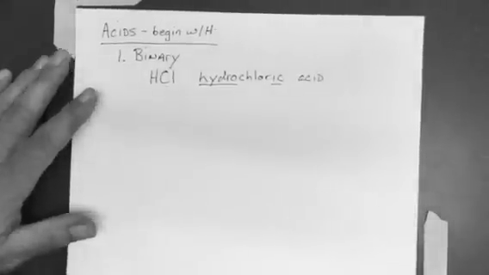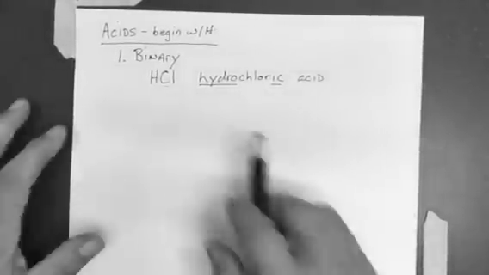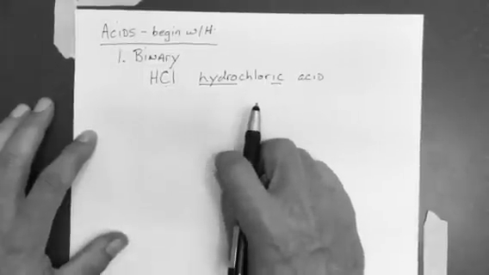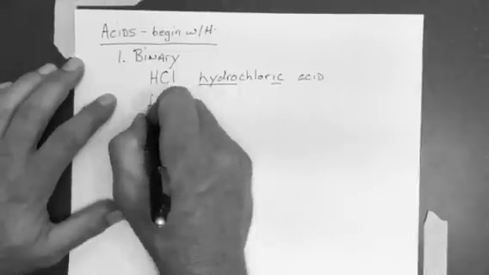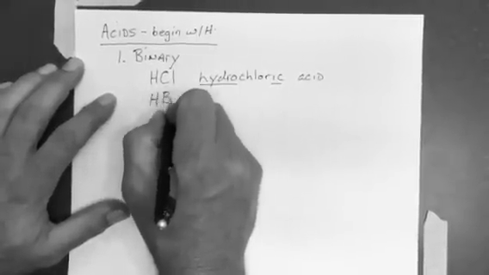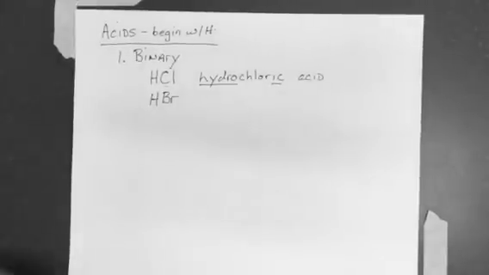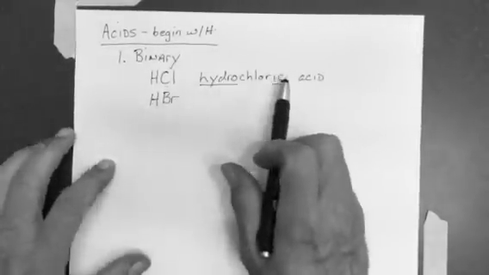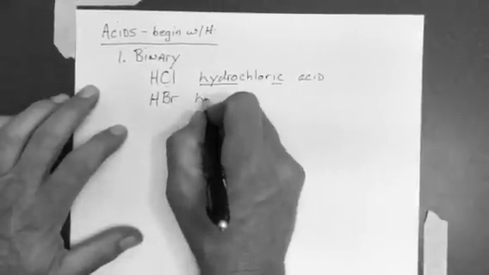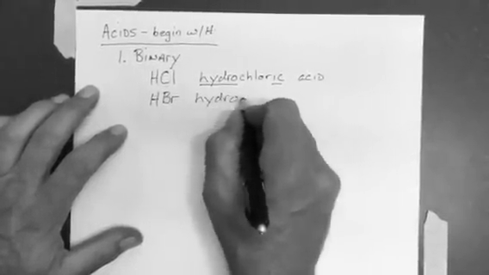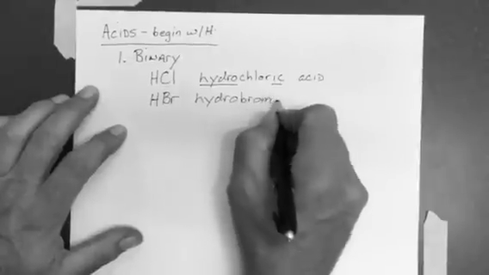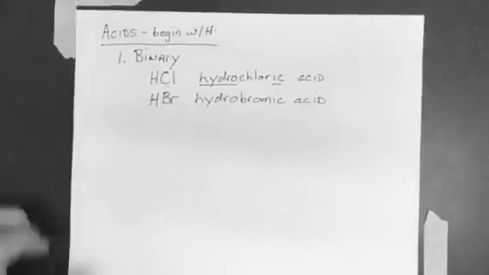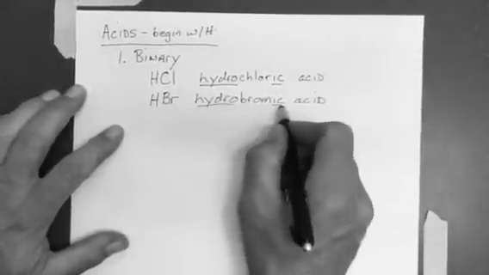So here's our rule for naming binary acids. You're going to add the prefix hydro, name the element, but then change the suffix to ic. And it's really pretty that simple. HBr. You recognize it as an acid because it begins with H. And so we're going to start with hydro and add ic. So it's going to be hydrobromic acid, not hydrobromine acid. We're going to add the prefix hydro and the suffix ic.